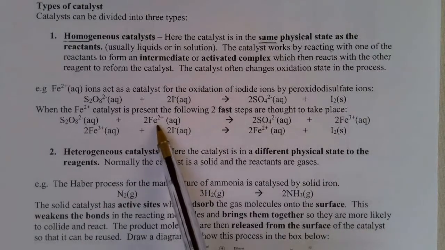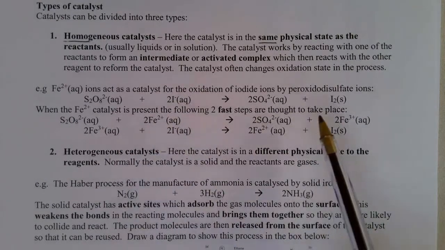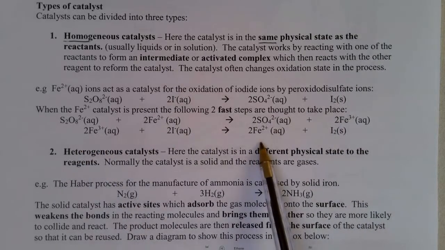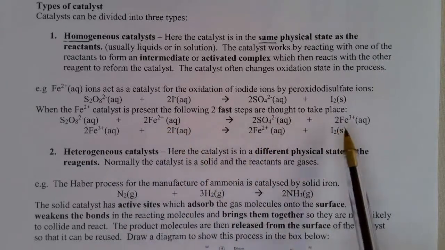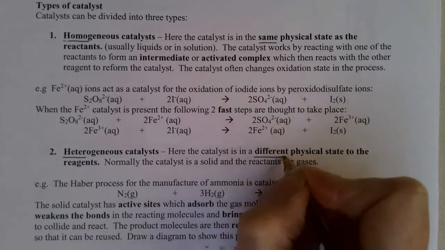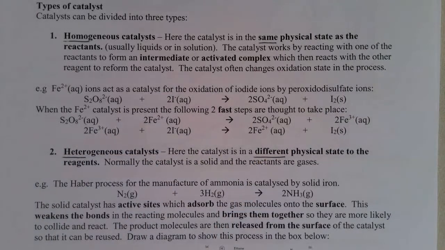In this case, I'm adding iron 2, which is oxidized to iron 3, and then reduced back to iron 2. Transition metals are very good at this because they have variable oxidation states, and it's quite easy to change their oxidation states. The second type of catalysts we come across are heterogeneous, and these are in different physical states or different phases from the reagents.